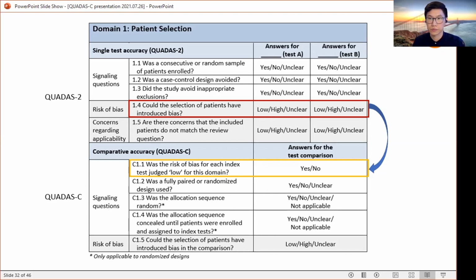Mm-hmm. In this case, do you implement something for questionnaires, because obviously they introduce more bias to the study than laboratory tests?